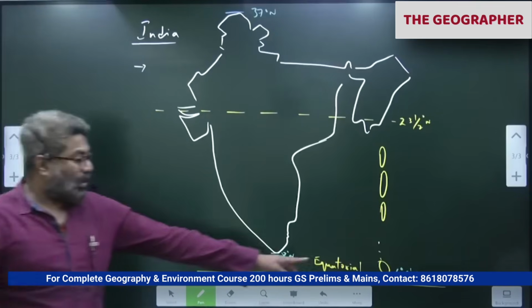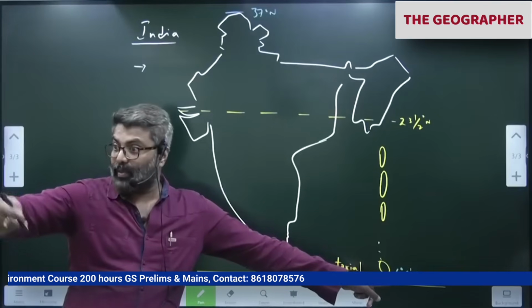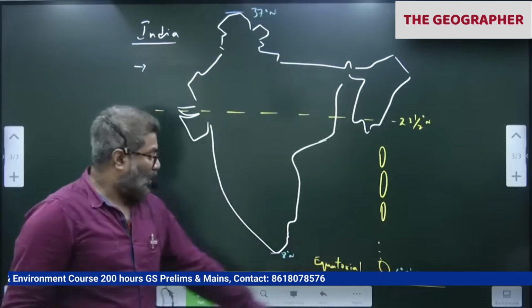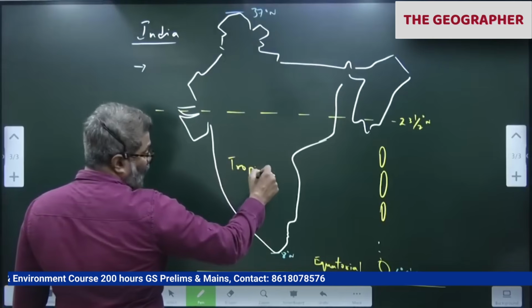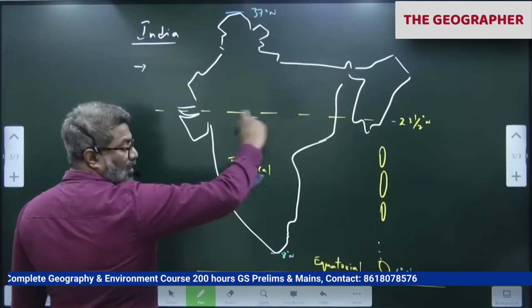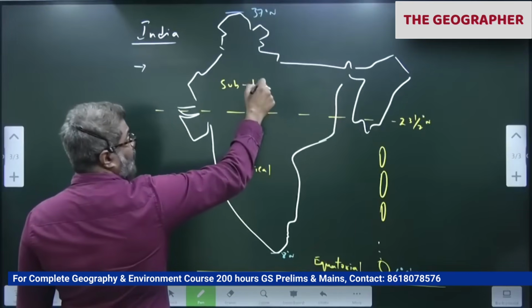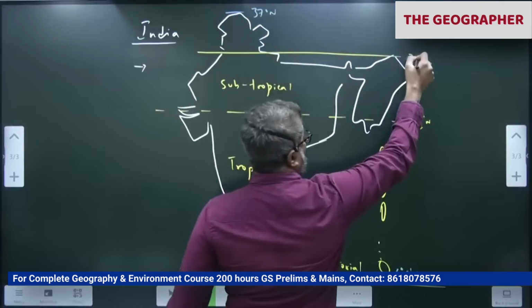Near the equator we have one island called Great Nicobar. So Great Nicobar, what is the vegetation type? Equatorial evergreen rainforest. Okay. Whereas the rest of South India is tropical biome. Tropical here, hot tropical climate. This is subtropical climate, subtropical climate up to 30 degree.